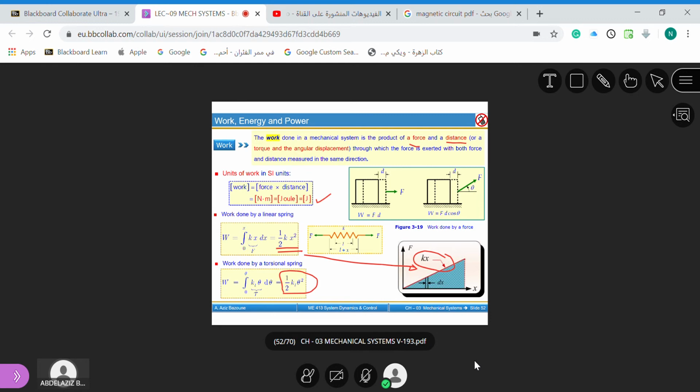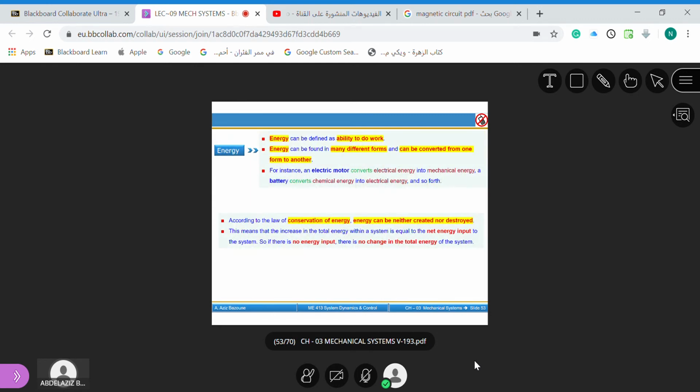And this is the work for the spring. The work for the gravitational energy, you know, it's simply mg times h. mg is the force, times the distance h.